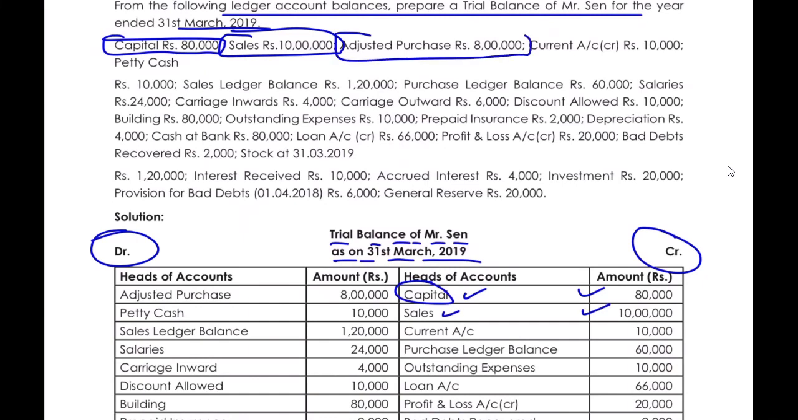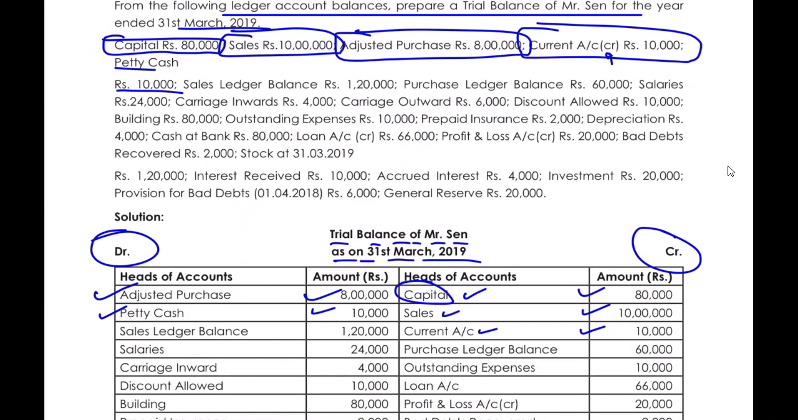Then we have adjusted purchase. Adjusted purchase means purchase minus purchase return. So it is your purchases. It is an expense mentioned on your debit side. Then we have current account credit balance. That means your bank account is overdrawn by 10,000. So current account 10,000. We have mentioned it over here. Then we have petty cash rupees 10,000. So we have cash of 10,000. If we have cash, that is an asset, 10,000 debited.